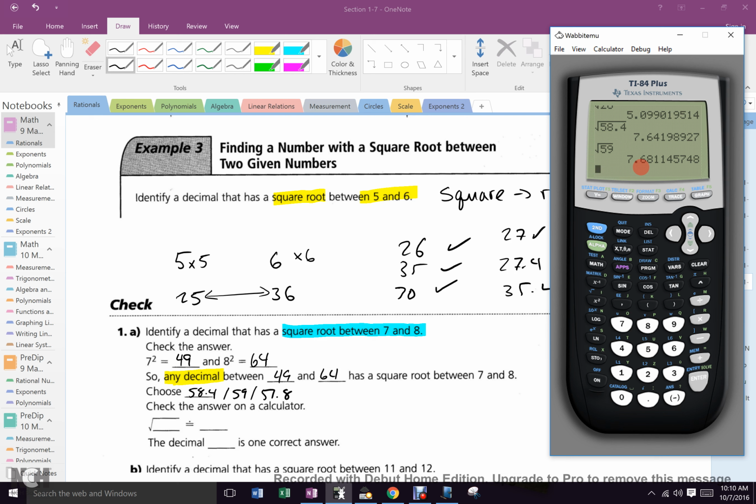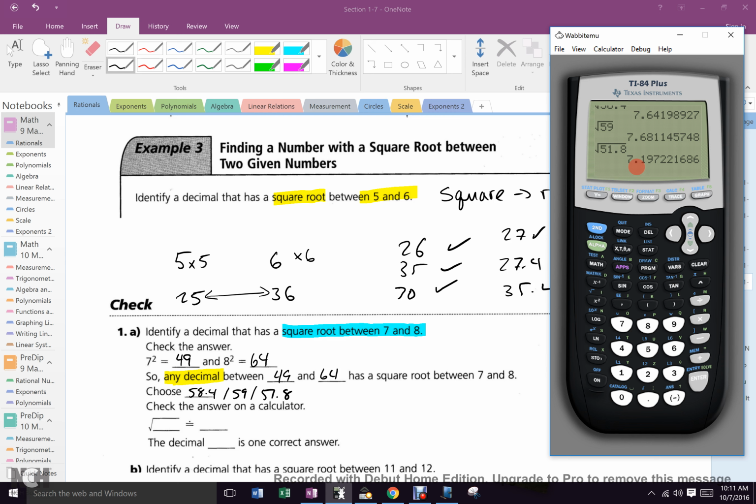Kian gave me 51.8. Square root of 51.8 is 7.1. Is that between 7 and 8? Did Kian just get 100% on this question? Yeah. Now, give me a fraction between 49 and 64. Because this just killed us 2 seconds ago. Somebody give me a fraction between 49 and 64.